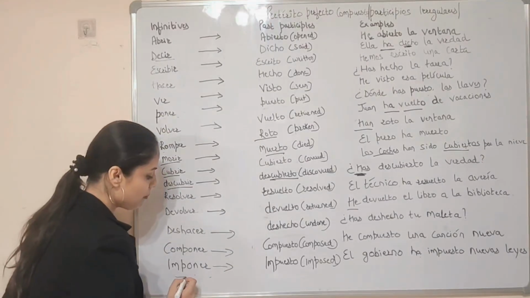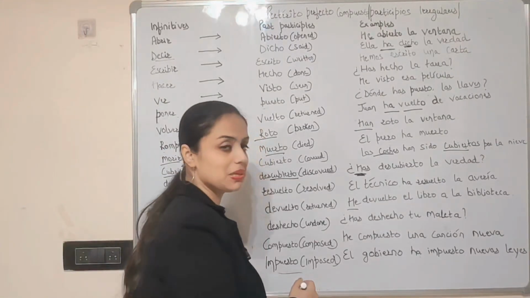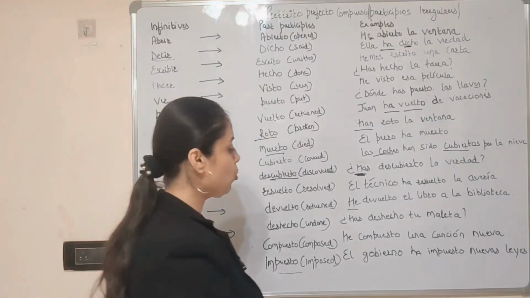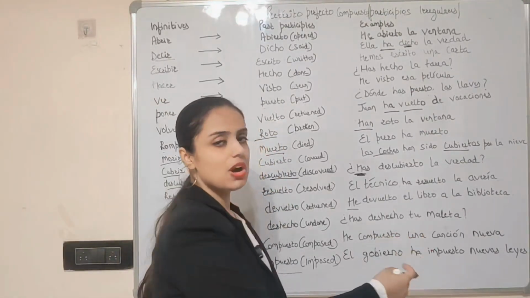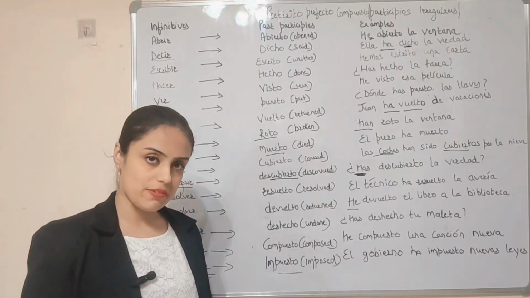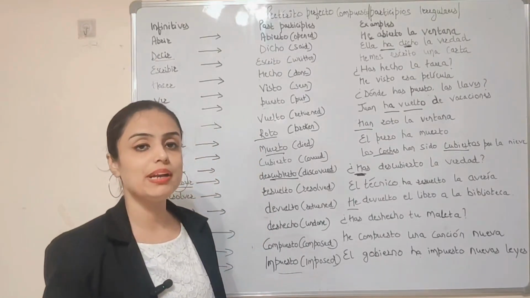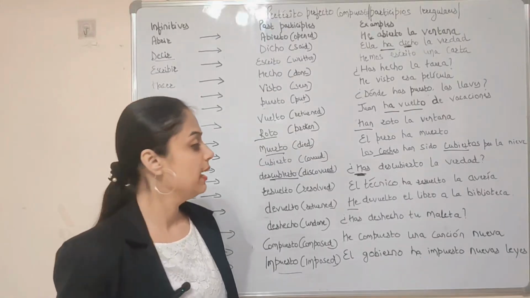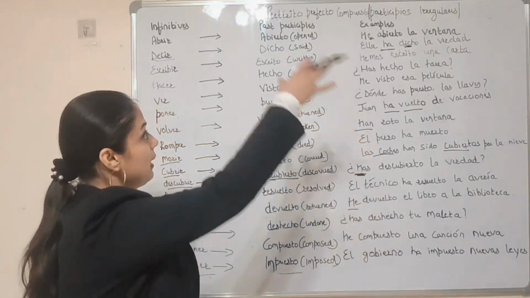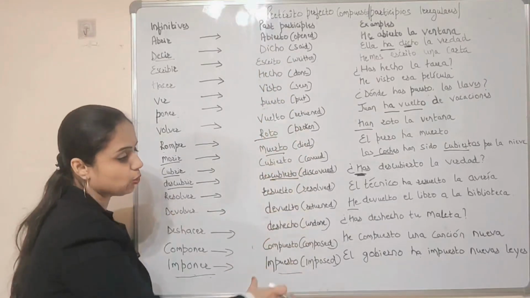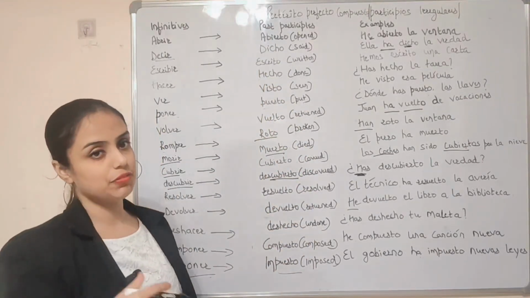The last one is imponer. The past participle is impuesto, which means imposed. Por ejemplo, el gobierno ha impuesto nuevas leyes. El gobierno means government. So the government has imposed the new laws. Leyes means laws. Vale? So here I have explained the common and important participios irregulares that we use under Pretérito Perfecto Compuesto.